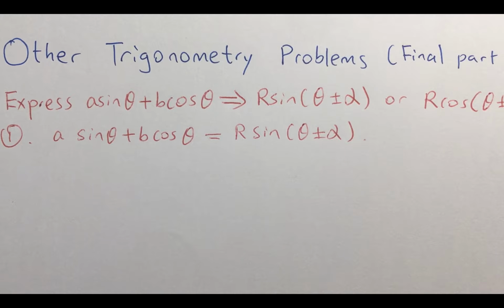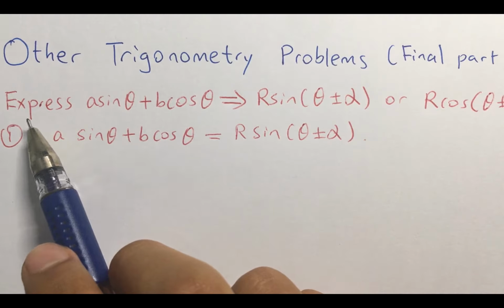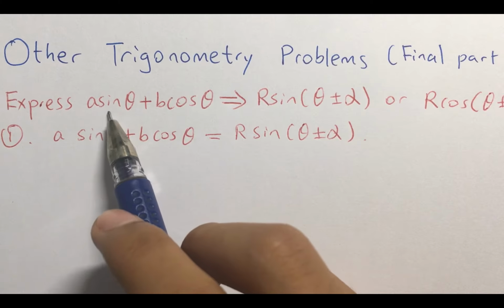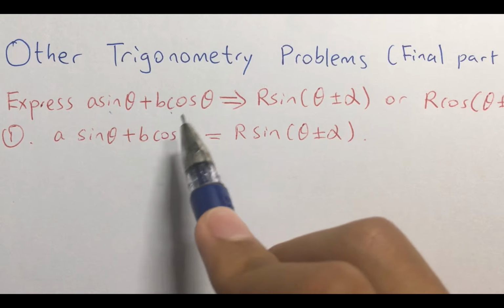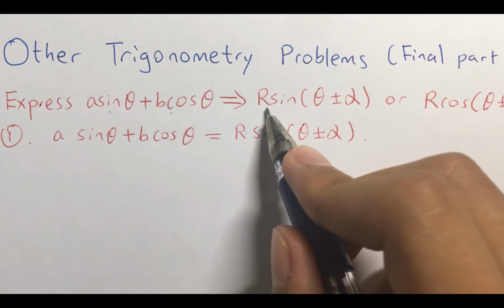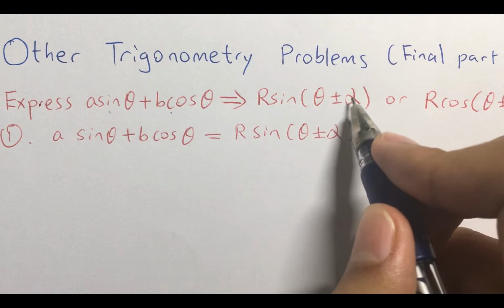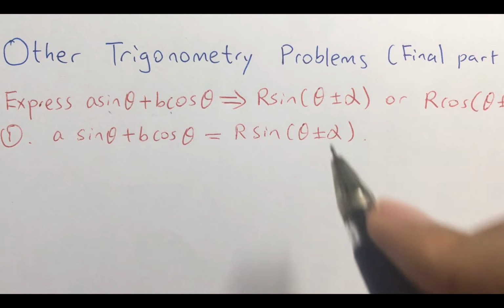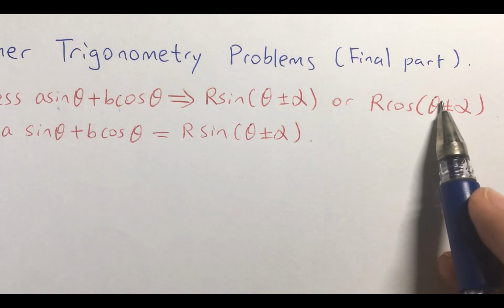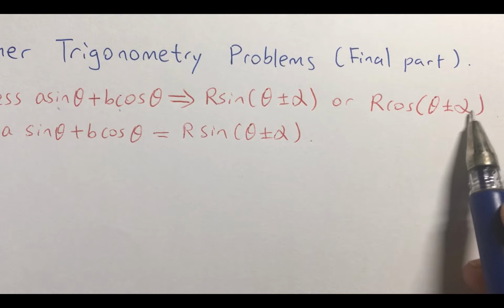Today it's our final part on trigonometry, and we are going to deal with some other trigonometry problems. There's an important thing that we should know. It is called expressing a sine theta plus b cosine theta into something like r sine theta plus or minus another angle, or r cosine theta plus or minus another angle.